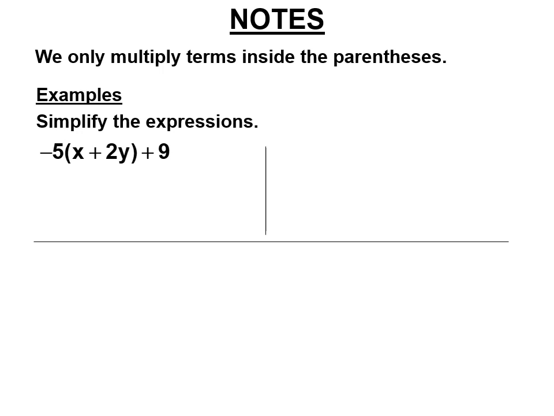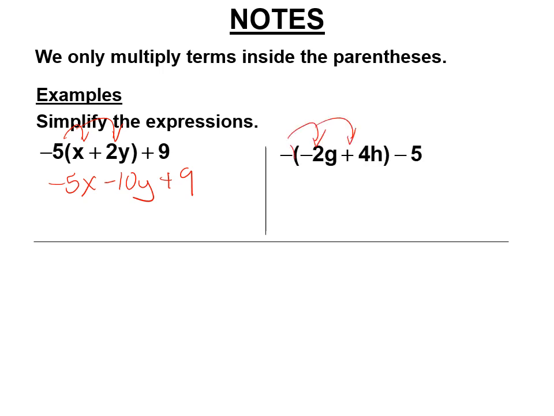Right? You only multiply terms inside the parentheses. So negative 5 times x is negative 5x. Negative 5 times 2y is minus 10y plus 9. You just bring the plus 9 to the answer. Done. You're going to multiply by negative 1 here. Negative 1 times negative 2g is positive 2g. Negative 1 times 4h is negative 4h, so it's minus 4h. And you leave the minus 5. It doesn't get multiplied. If I want you to multiply that, I put the parentheses there, not there.